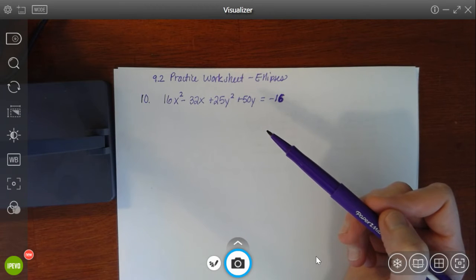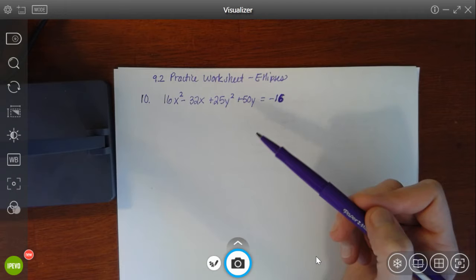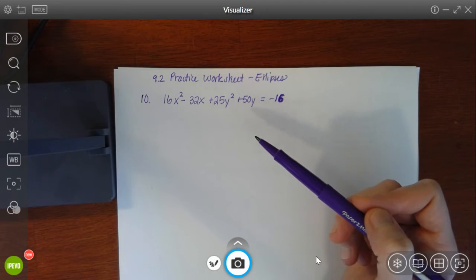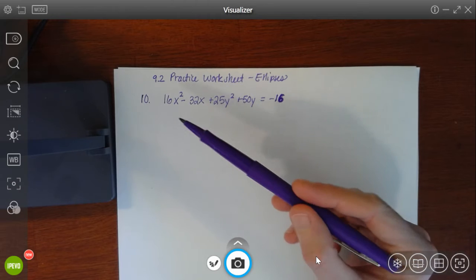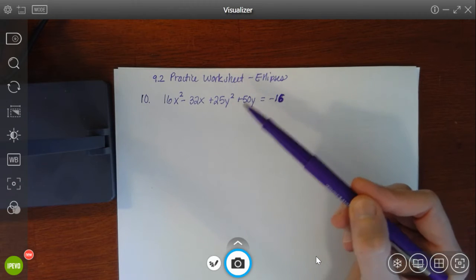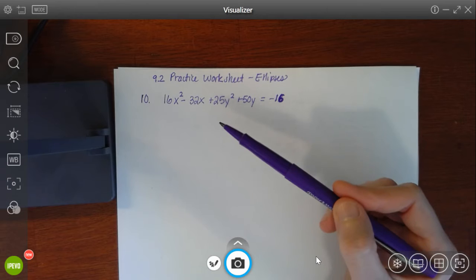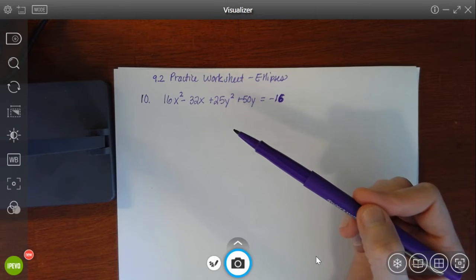Now, in this question, you were asked to find your center, your vertices, your foci, and the eccentricity of the ellipse. So we're going to talk about how we can take it from this format, shuffle it back to our standard equation so that we can identify all of those key characteristics.